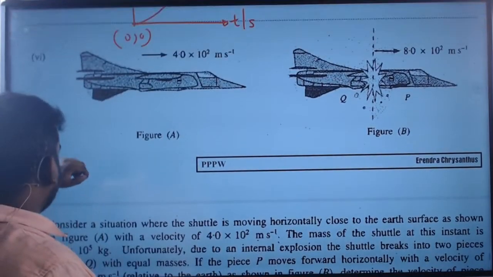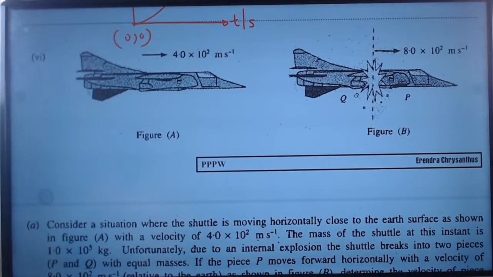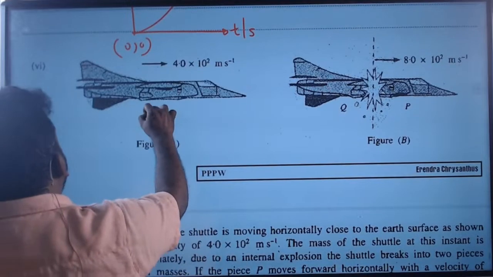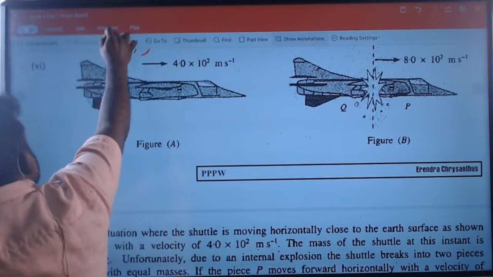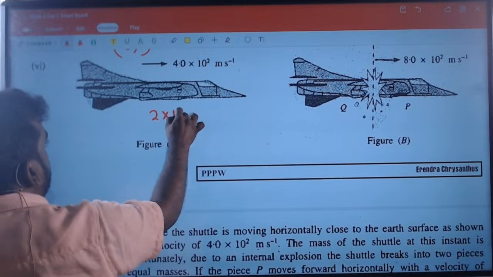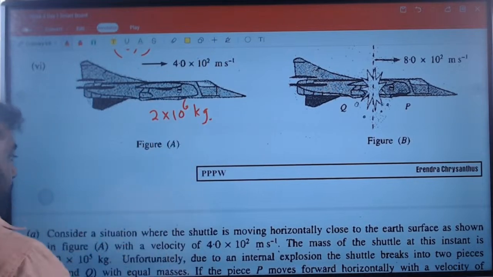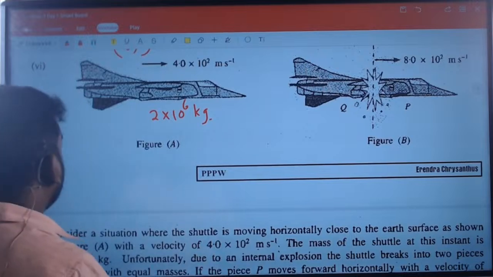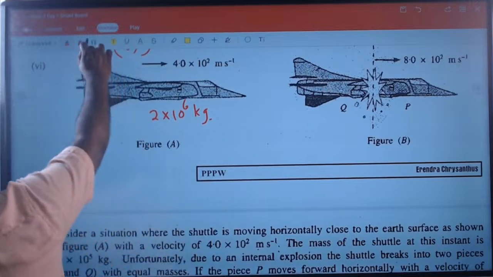Next one. Consider a situation where the shuttle... Now, what's the mass of the shuttle? Mass of the shuttle is 2 × 10^6. Travels at 400. The mass of the shuttle at this instant is 1 × 10^5. Okay, 1 × 10^5. It's given in the question.